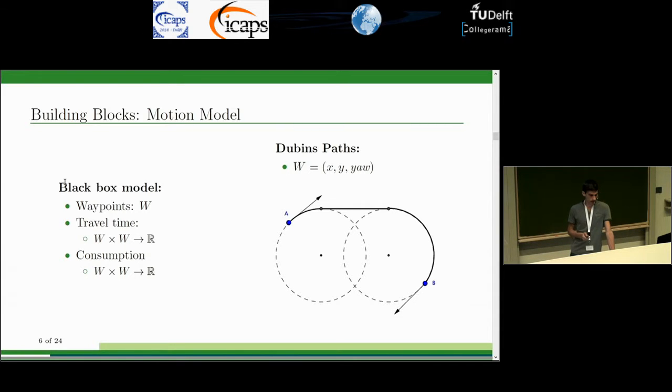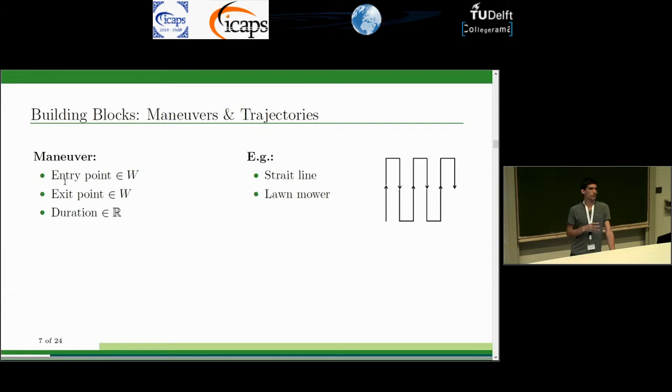So this is a quite simple but hopefully quite realistic representation of this. Then the next building block is maneuvers. We define a maneuver just as an entry point, an exit point, and a duration. Typical examples are straight lines. That's actually the one that we use, because it means that your UAV is going to be in a stable position when it takes a picture before going on with the rest of the trajectory. So we use very short straight lines, but you can also use things like loiter maneuvers and embed them into this definition of a maneuver.